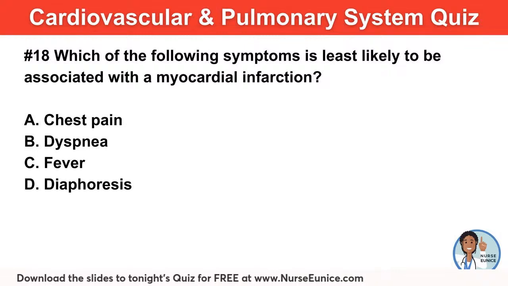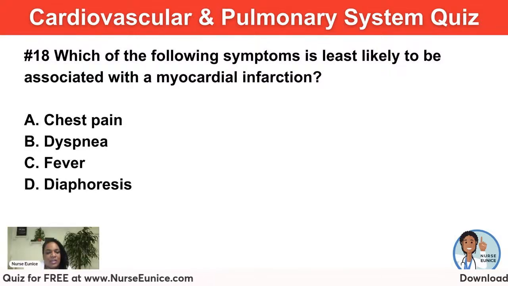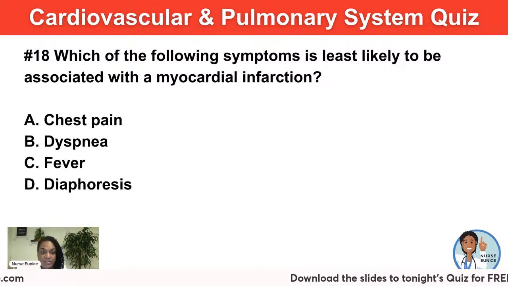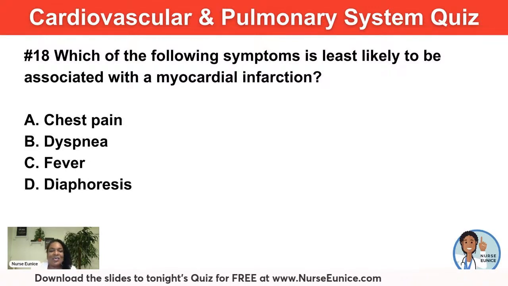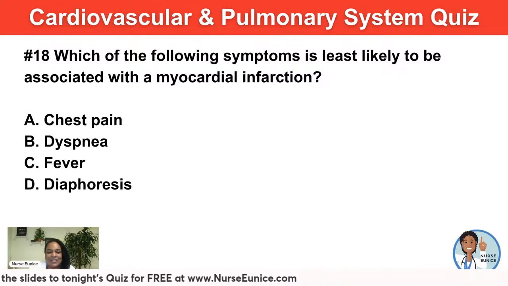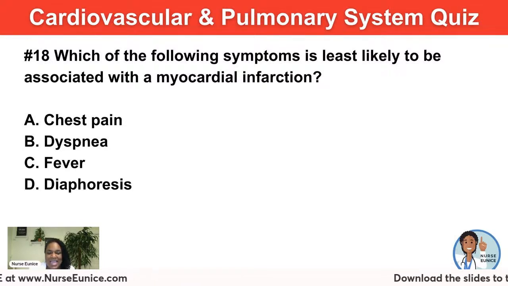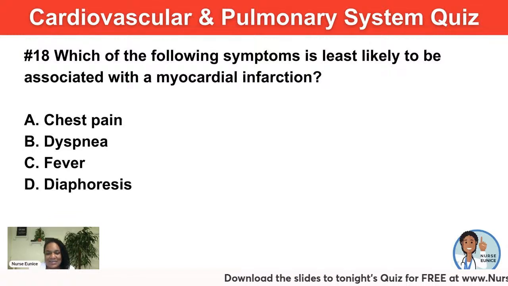Number 18, which of the following symptoms is least likely to be associated with a myocardial infarction? Myo, muscle, cardio, heart, infarction, death of tissue. So which of the following is least likely to be associated with the dying heart muscle? Is it chest pain, dyspnea, fever, or diaphoresis?